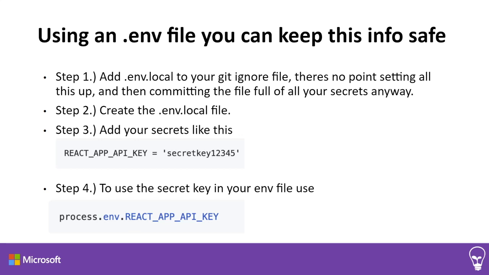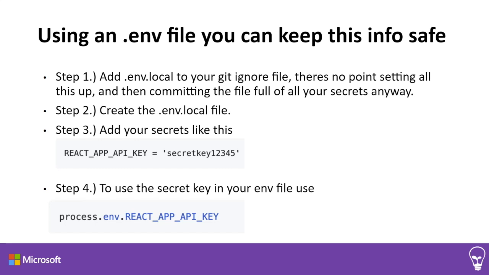I've seen it quite a few times where I've told people about env files, and then they go and create one, and then they commit the env file, which is solely a file full of all their passwords and API keys. Not great. So don't do that. But once you've created the env local file, you can add your secrets like this, and the syntax for that will be shown in the image there.